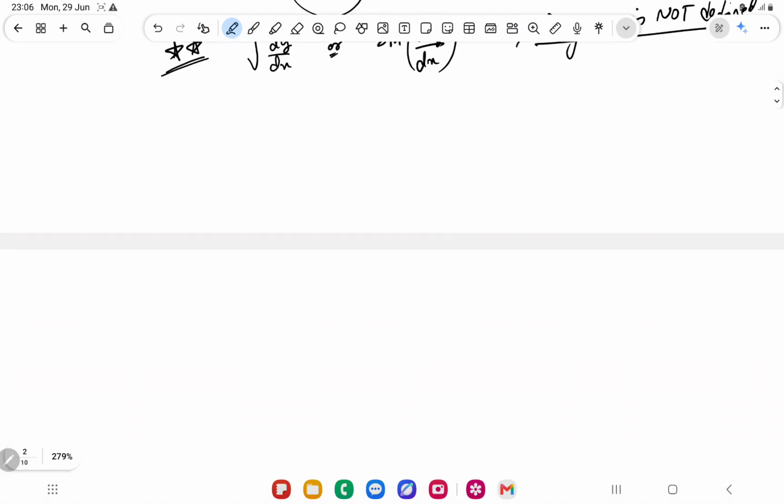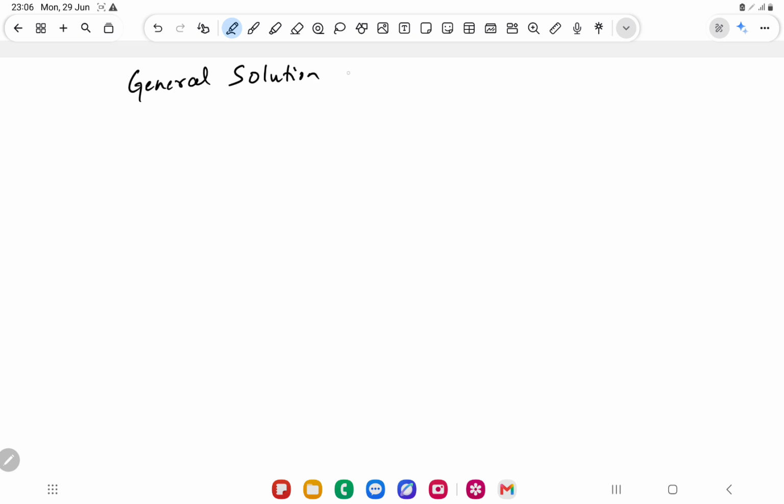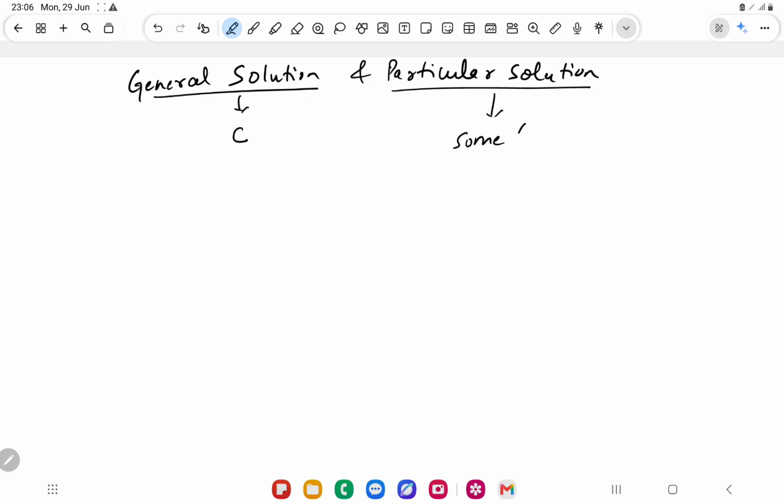Now let's understand how to find the solutions of any differential equation. There are two types of solution. One is the general solution and another one is the particular solution. The general solution will always be in C form. We will write a constant as C, and for a particular solution there will be some conditions given to us from which we can find this C value.